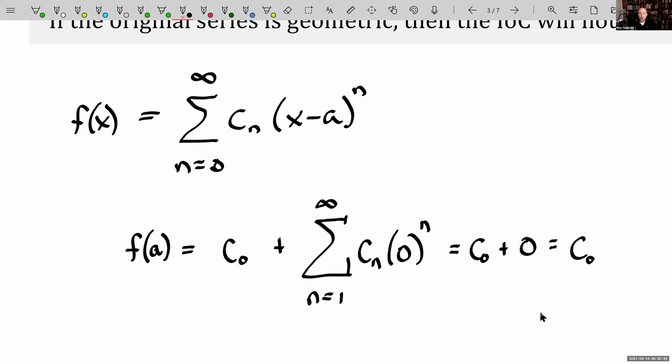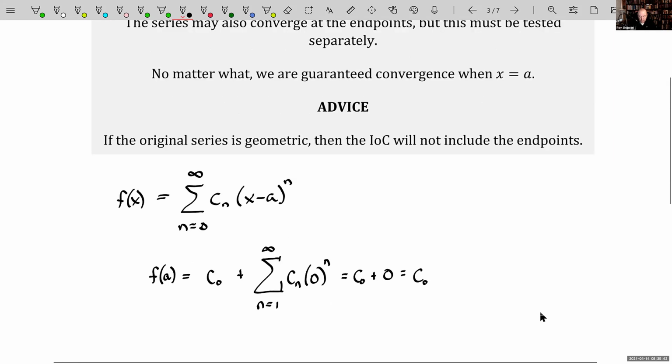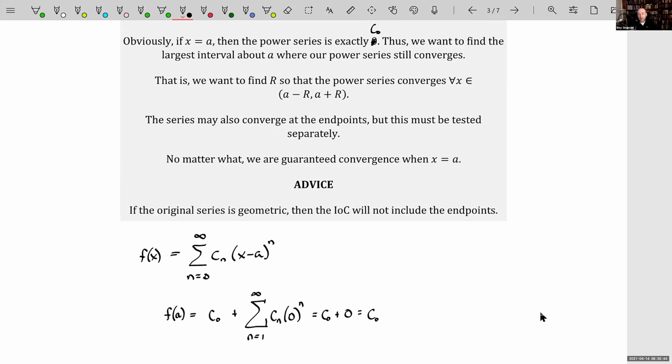There we go. So if you plug in the center of the series, you will find that it's convergent. So all power series converge at the center. And in fact, let me highlight this right here. That's what this is saying. No matter what, we are guaranteed that our power series will always converge at the center.